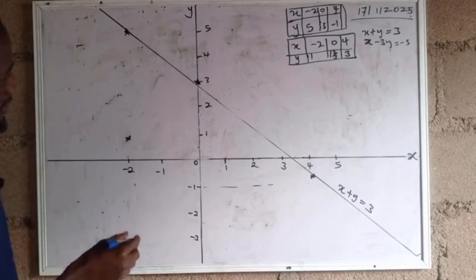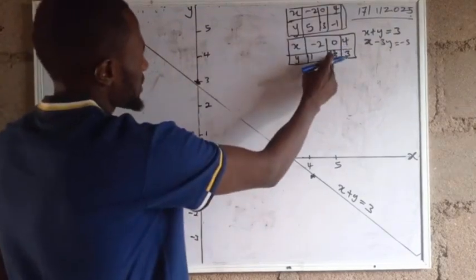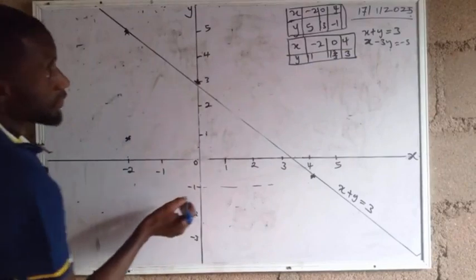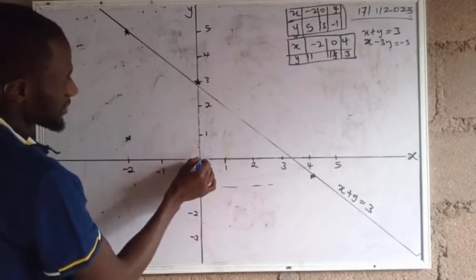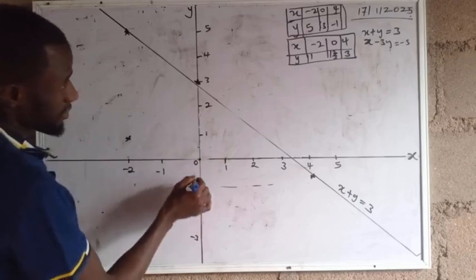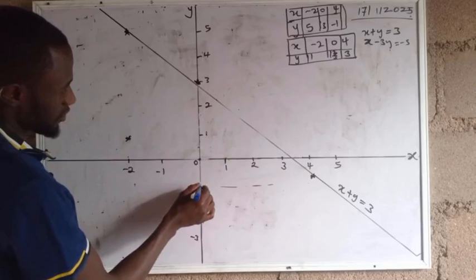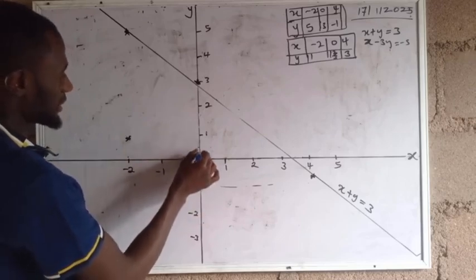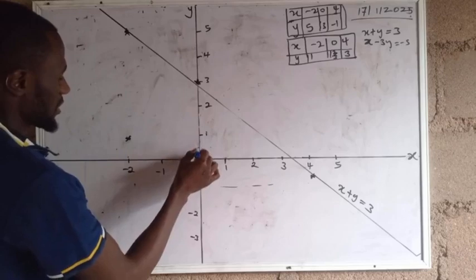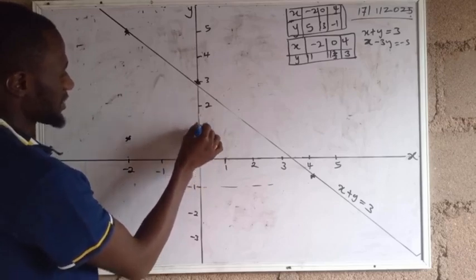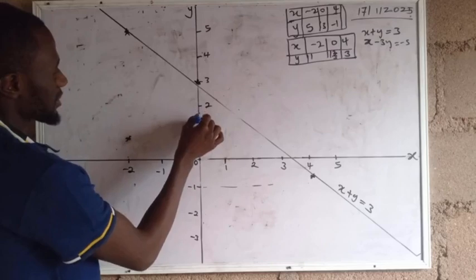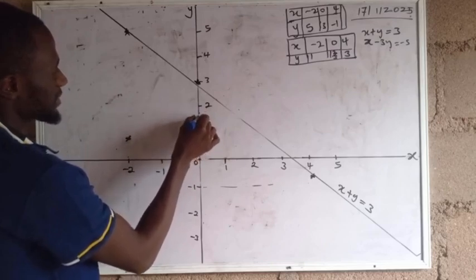That is to say, when x is 0, y is 1 and 2/3, that is 1.6. When x is 0 here, then y is 1.6. That is somewhere around here. Y is 1.6, somewhere here. 1.5 is half, then .6 is here.